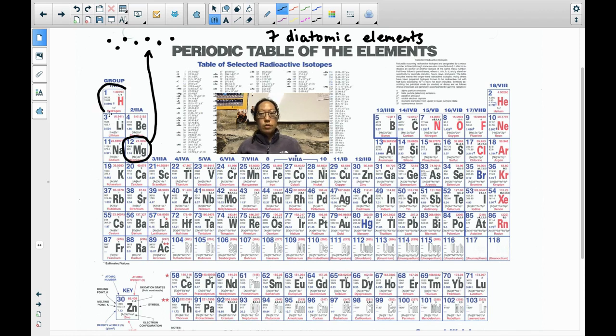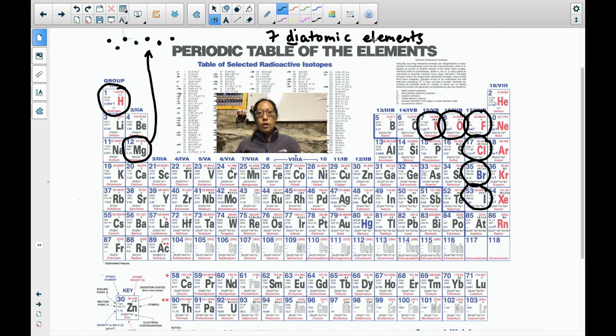So we have hydrogen, nitrogen, oxygen, fluorine, chlorine, bromine, and iodine. So you can see this kind of looks like a 7. That might help you remember that there are 7 diatomic elements. So what does that mean, diatomic? Di means 2, 2 atom elements.